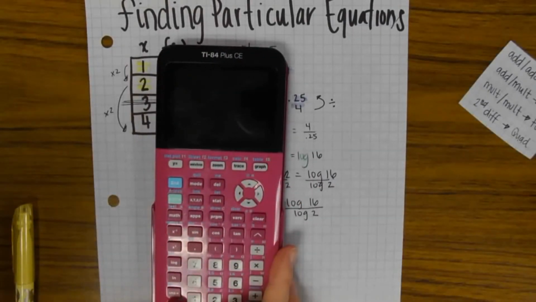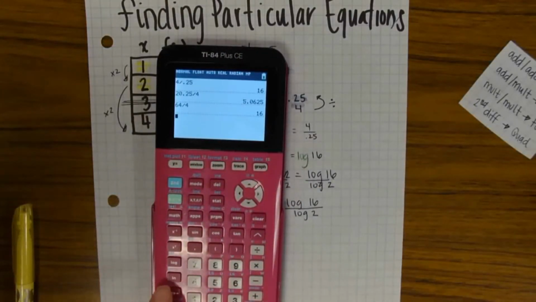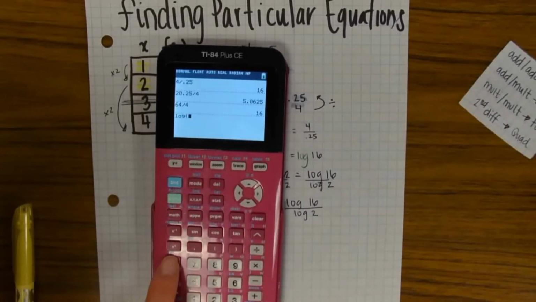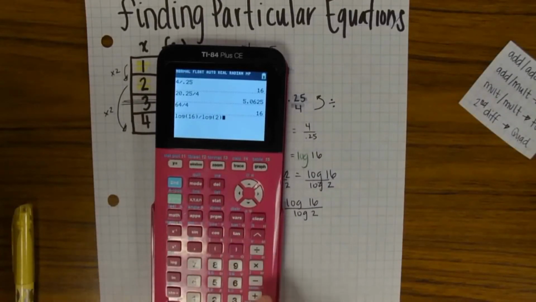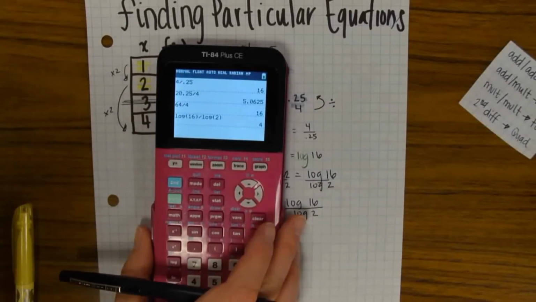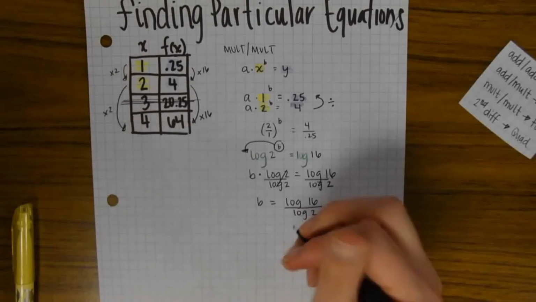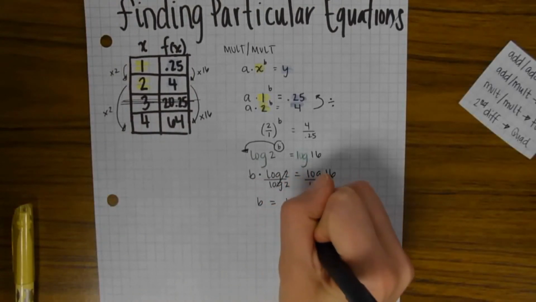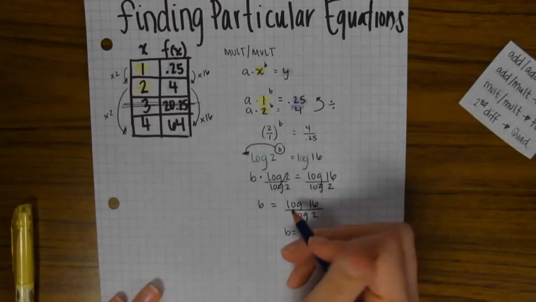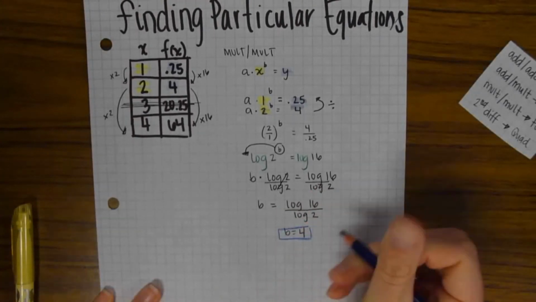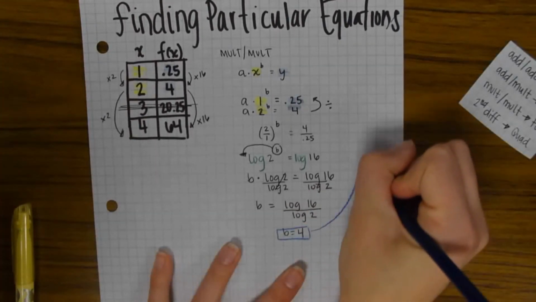We could do that in our calculator. The log button is right here. It's 1, 2, 3, 4 up from the bottom. Log 16, close your parenthesis, divided by log of 2, close your parenthesis, and we get that b equals 4. So b equals 4, I now know that is what's in the exponent.